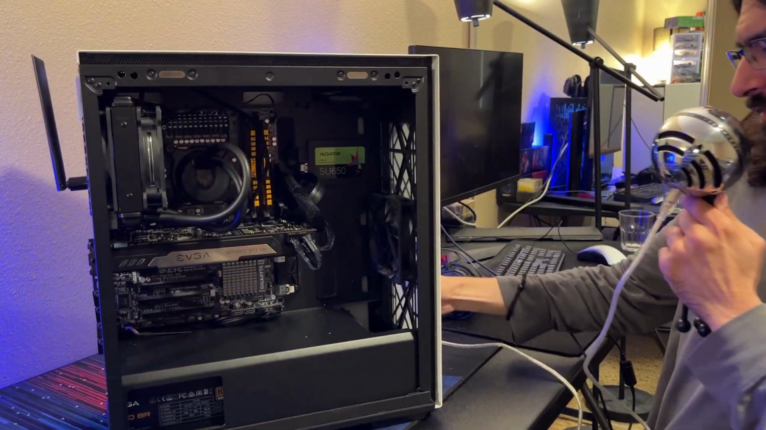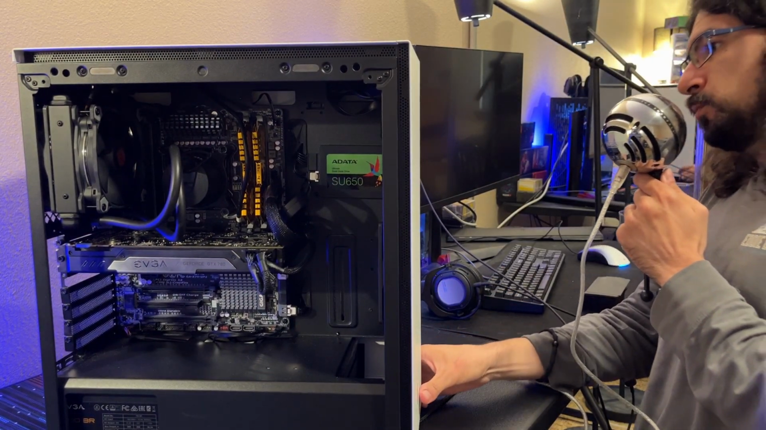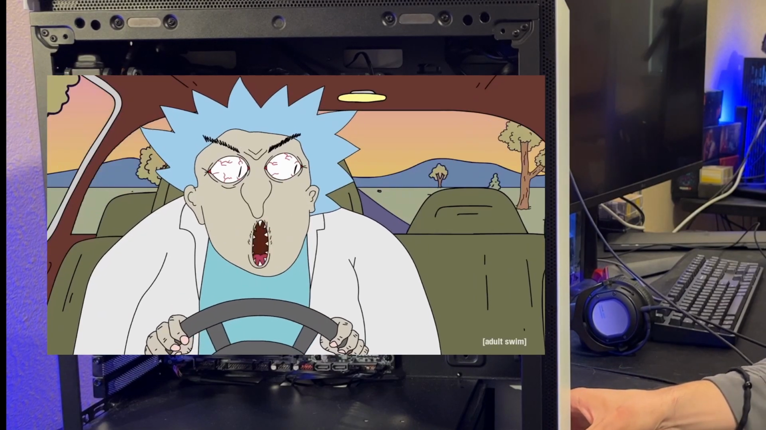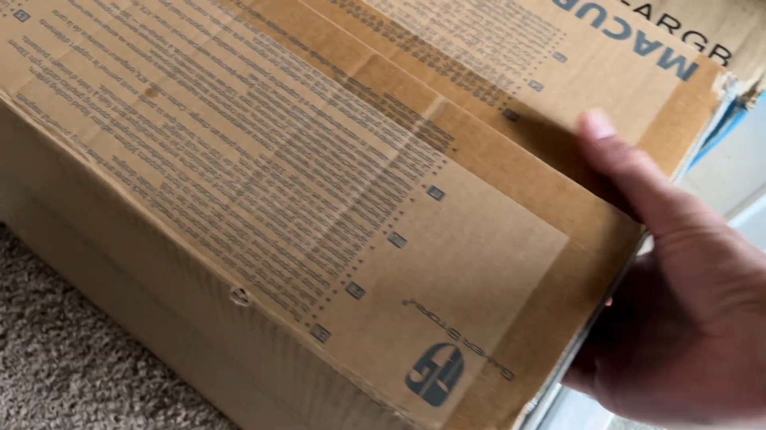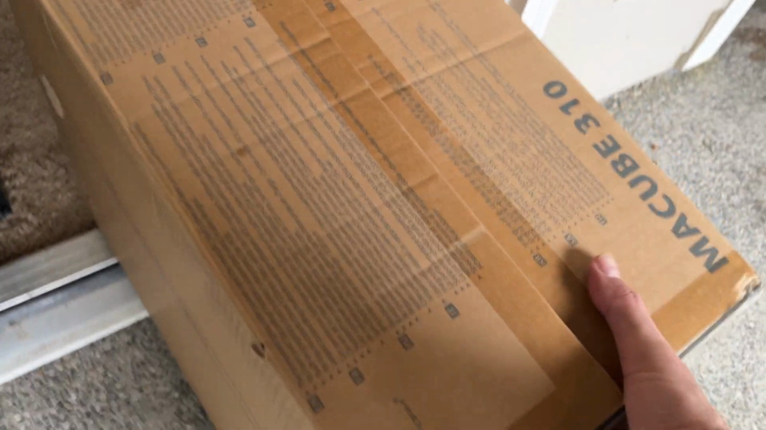I installed it in this Deepcool MACUBE, what is it called? Morty, we're gonna go get me cube! Yeah, it's the Deepcool MACUBE 310.